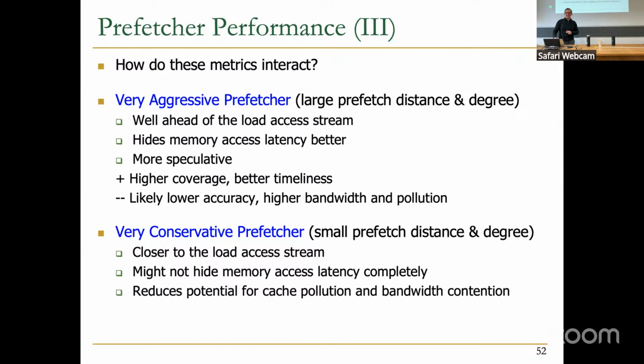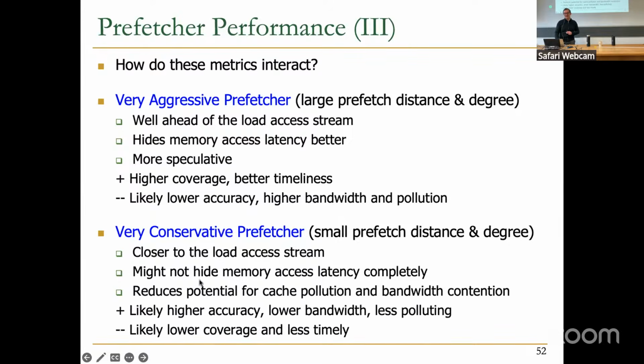So in general, a very aggressive prefetcher has higher coverage, better timeliness, but likely lower accuracy, higher bandwidth, and higher pollution. Whereas a very conservative prefetcher likely has higher accuracy, lower bandwidth, and is less polluting, but likely has lower coverage and is less timely. Makes sense, right? So based on everything we discussed, hopefully that's clear.